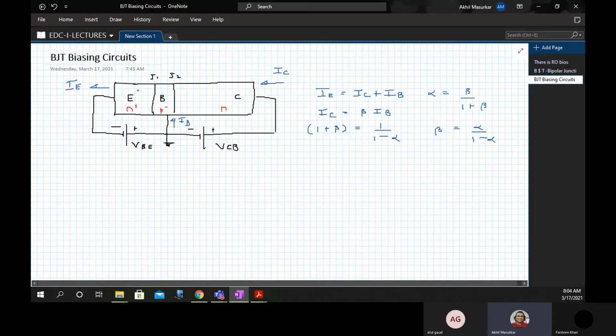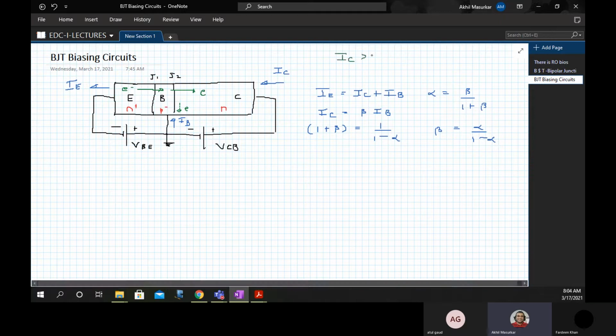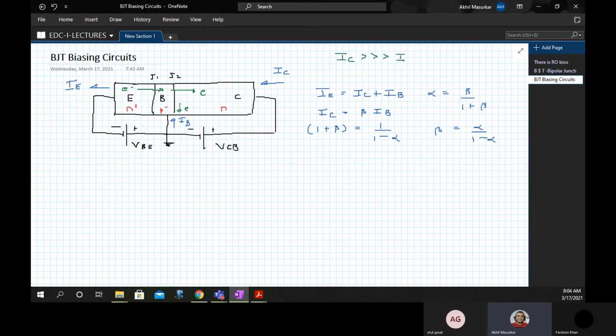Now in this thing, the motion of electrons is always like this. Some electrons will move this way, the majority of them will go into this, and a few electrons will go into the base. That is why IC is always much higher than IB. So in some of the derivations, IE is almost taken equal to IC. So this is what it is.